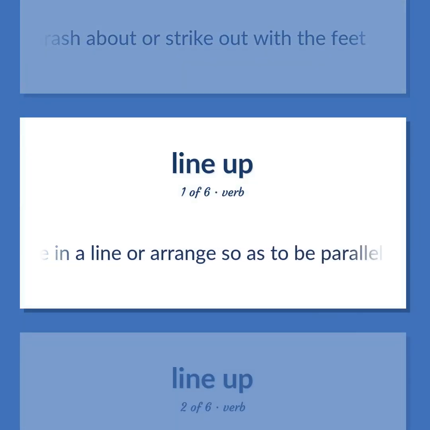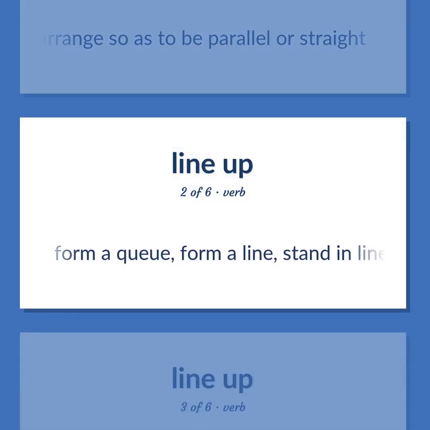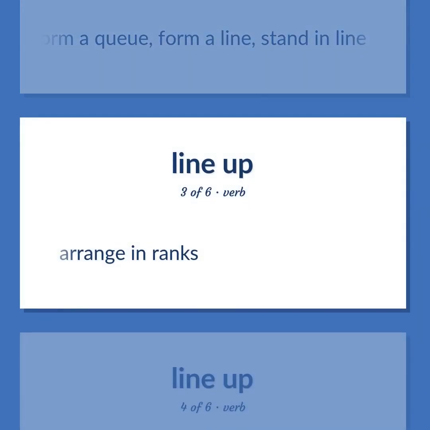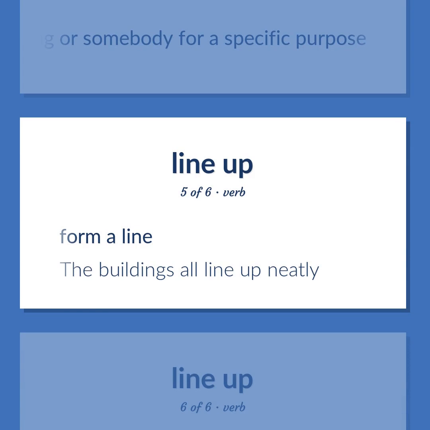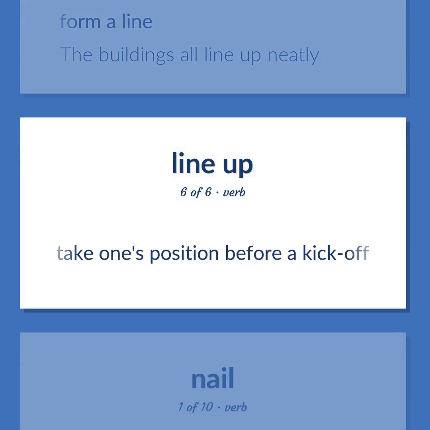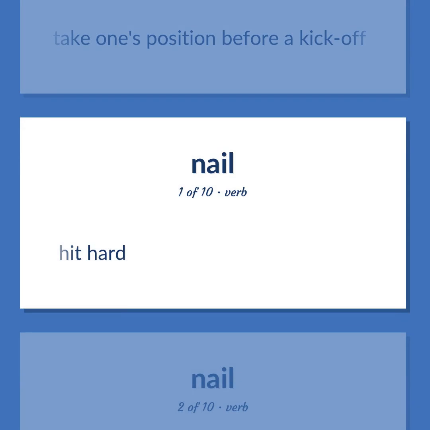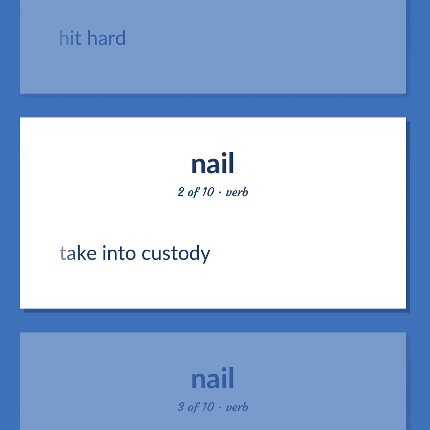Place in a line or arrange so as to be parallel or straight. Form a queue, form a line, stand in line. Arrange in ranks. Get something or somebody for a specific purpose. Form a line. The buildings all line up neatly. Take one's position before a kickoff. Hit hard. Take into custody. Complete a pass.